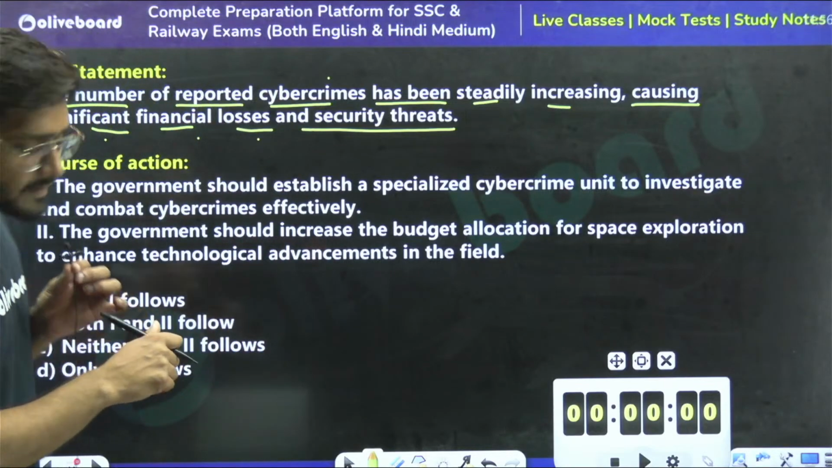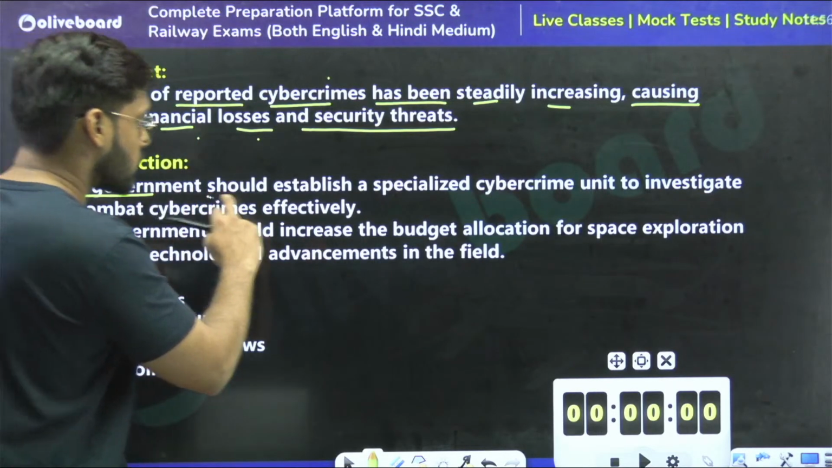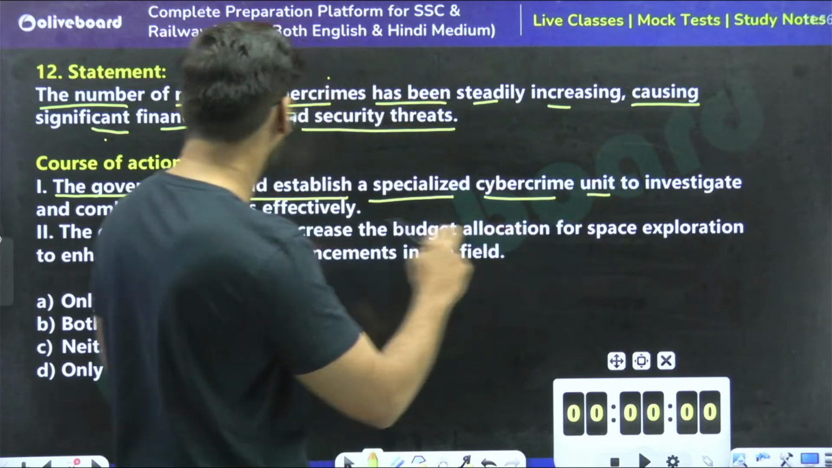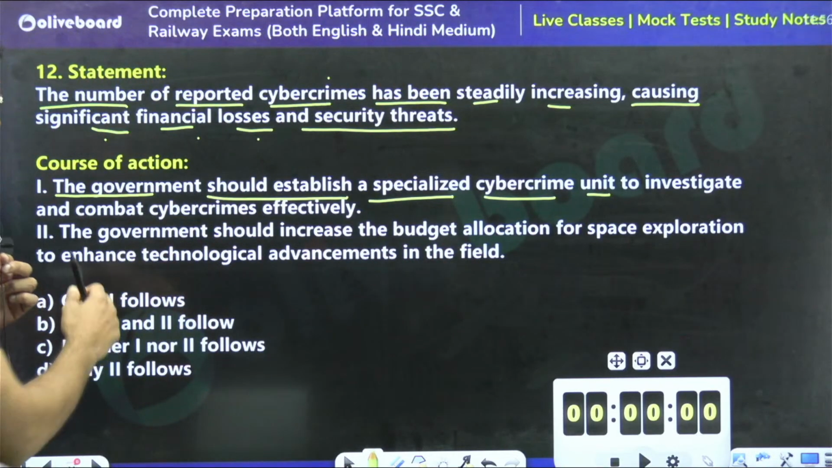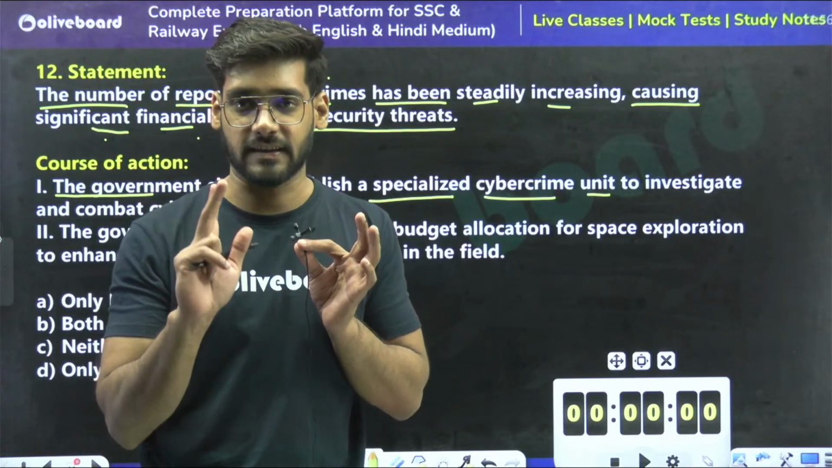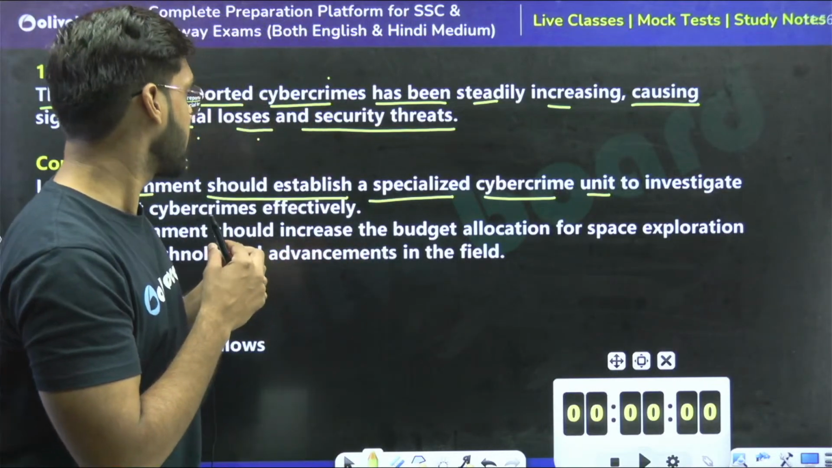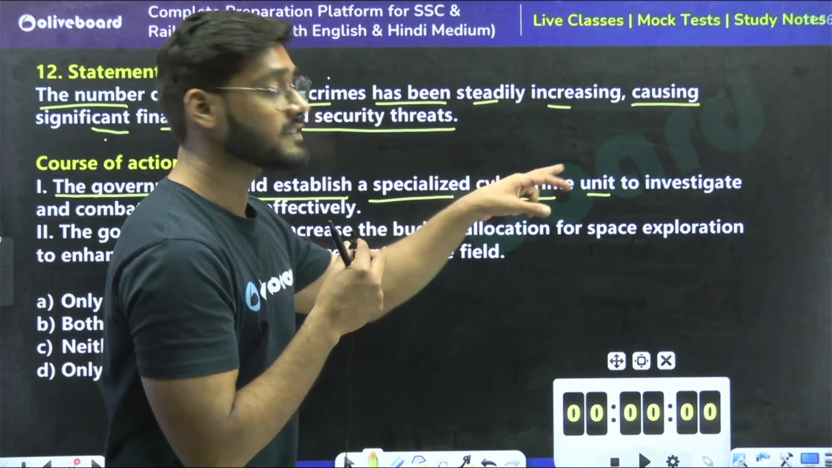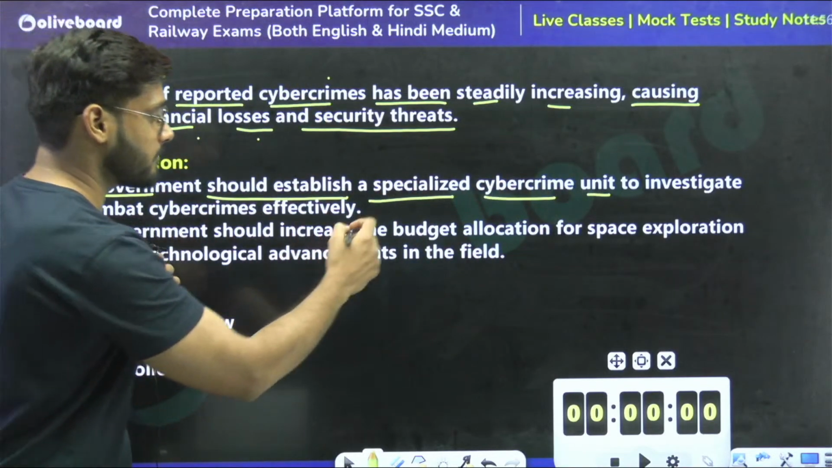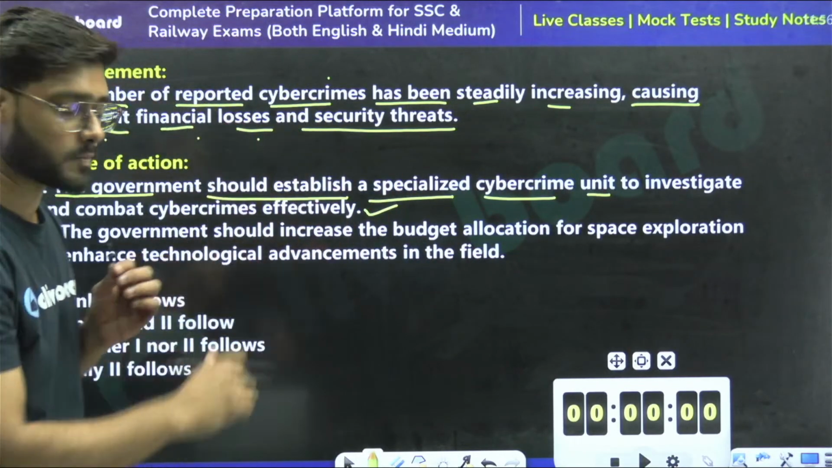So understand this: the government should establish a specialized cybercrime unit to investigate and combat cyber crimes effectively. The government should take this step. Yes, this course of action should be taken.